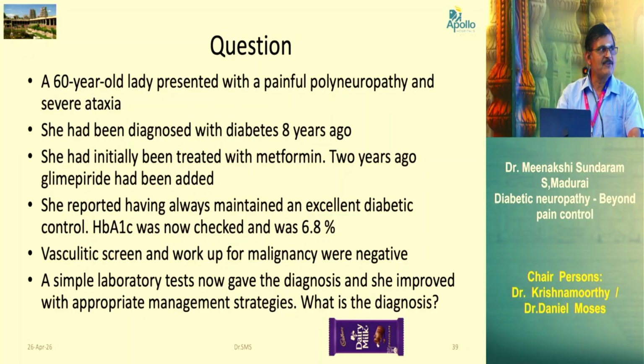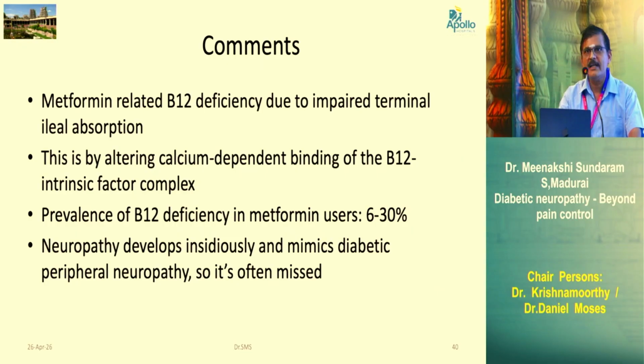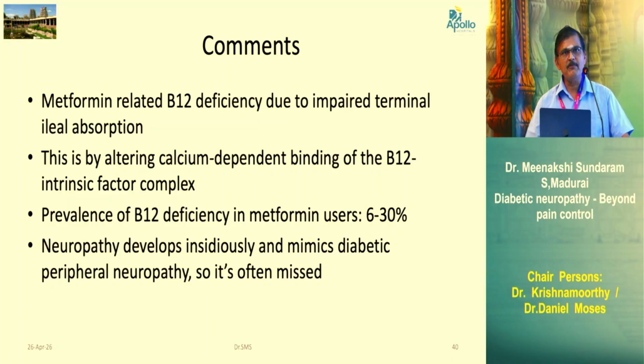Peripheral smear. Peripheral smear gave the diagnosis. This is metformin-related B12 deficiency because of impaired terminal ileal absorption. This is by altering the calcium-dependent binding of the B12 intrinsic factor complex. The prevalence of B12 deficiency in metformin use can rise up to even 30%.